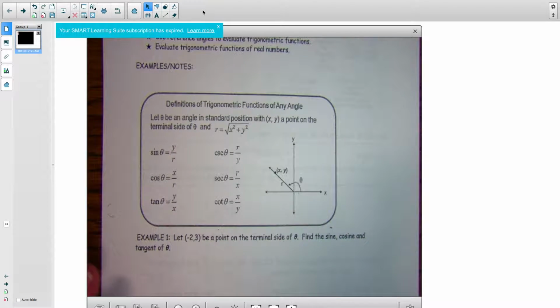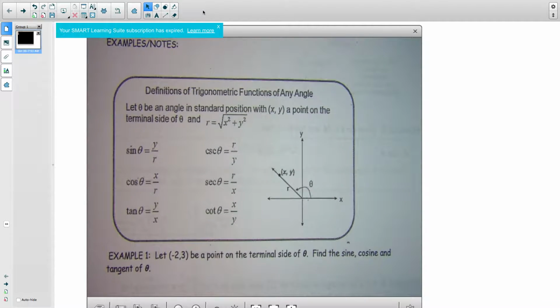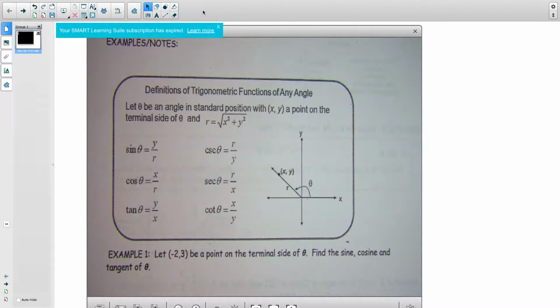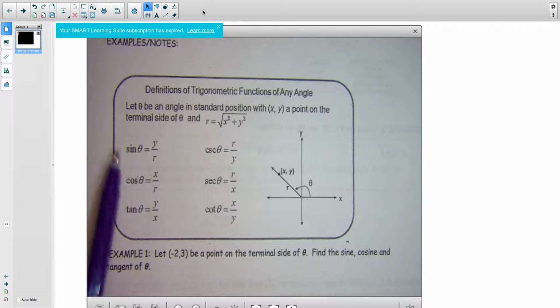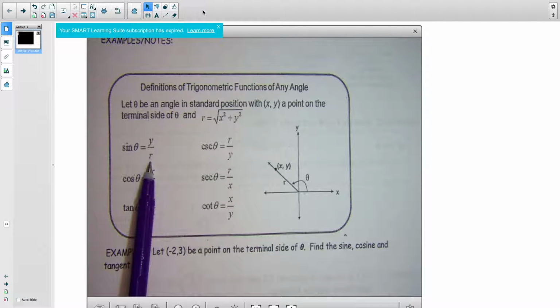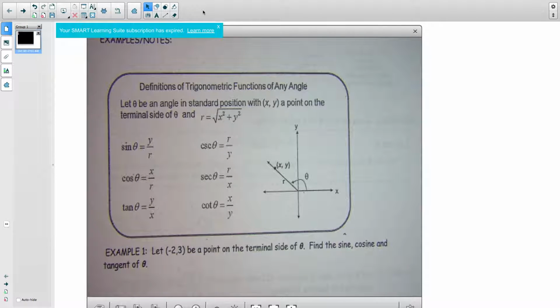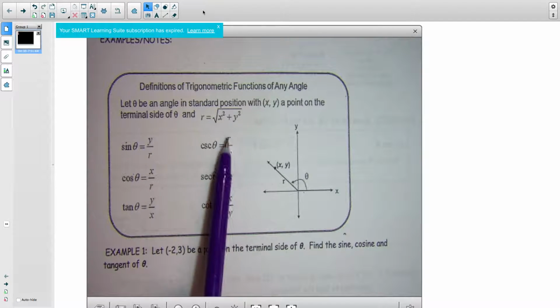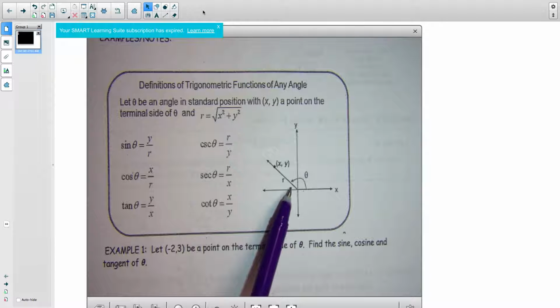Here is a little bit of a diagram, and if you don't memorize this, if you do it the way I show you on the notes, it's no big deal. Some people like to memorize this and then they don't have to draw that stuff. Sine is y over r, where r is the radius. Does it make sense that sine is y? Yeah, because from the unit circle, sine was the y value. Cosine is x over r, tangent is still y over x, and then reciprocals. And r, the radius, is the square root of x squared plus y squared.